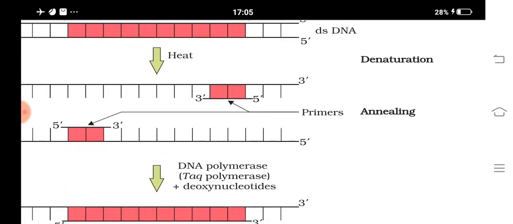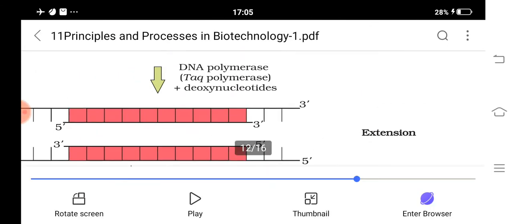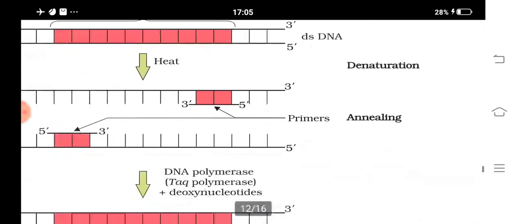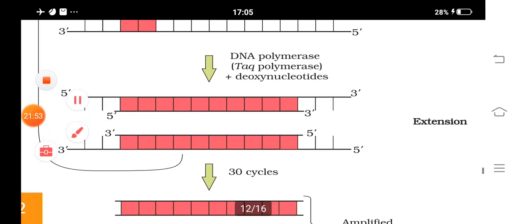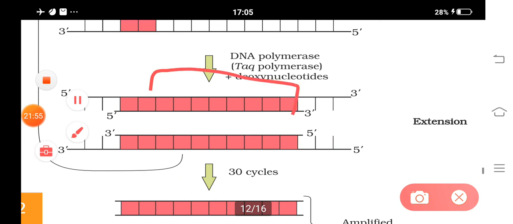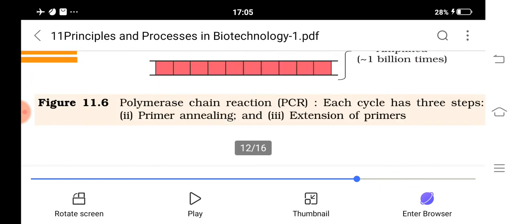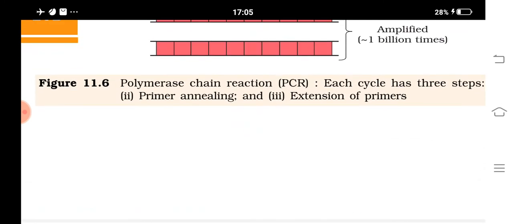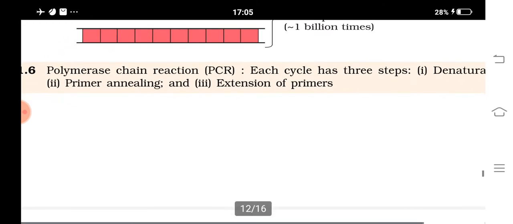Understood? These are the three steps, and this diagram is also very important. Please make the diagram in your copy: denaturation, annealing and extension. If this much DNA contains our gene of interest, you will get a number of copies of the same gene after undergoing many cycles. Each cycle has three steps: denaturation, primer annealing, and extension of primers.